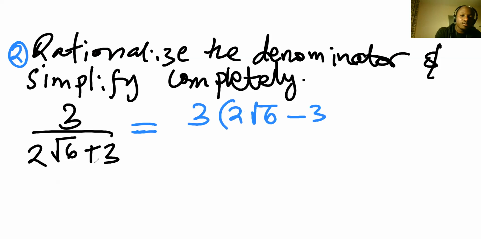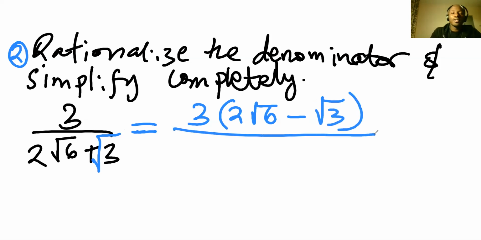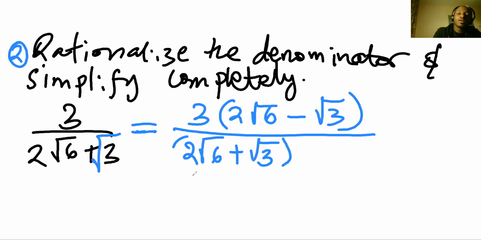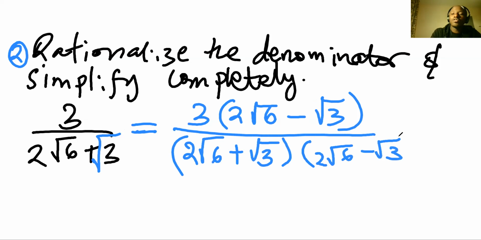Sorry, this is supposed to be root 3. Okay, let me just make that correction. Minus root 3. Over the denominator will be 2 root 6 plus root 3 times 2 root 6 minus root 3. So you multiply it by the conjugate.